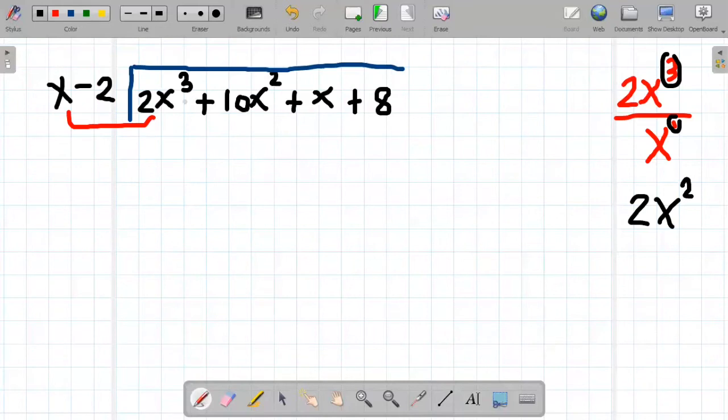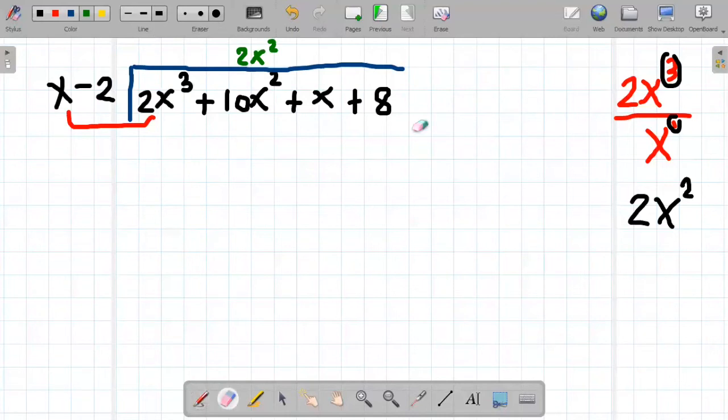So therefore, when you divide 2x cubed by x, the answer is 2x squared. And where do we write 2x squared? You write the 2x squared, your answer when you divide 2x cubed by x, above your x squared in your dividend. So you write it here above. That's 2x squared.